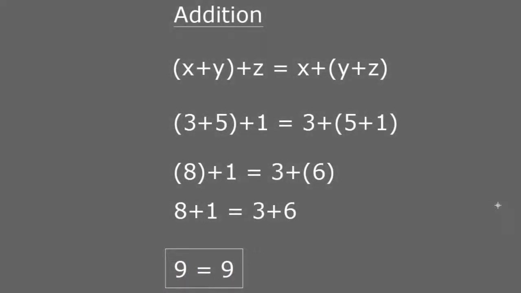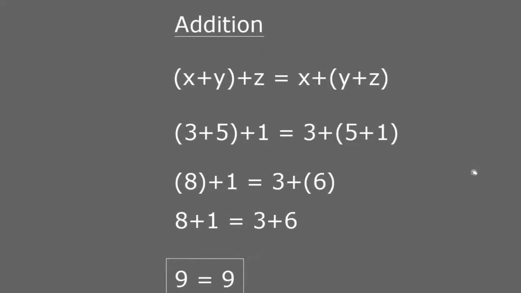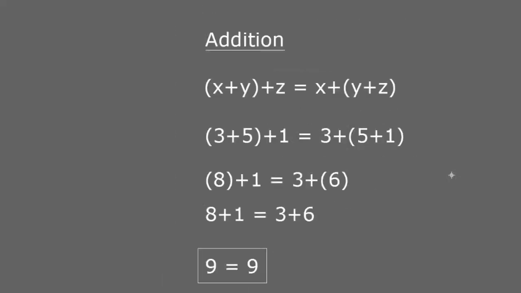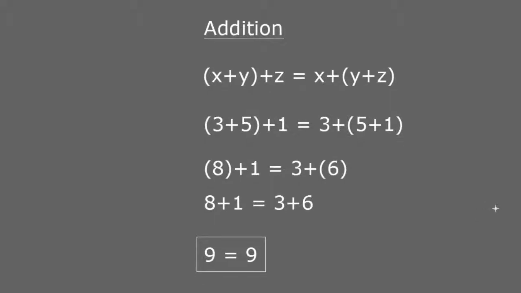As I said before, the associative property is true for addition. Let's see this little example with numbers. I have x plus y plus c. X equals 3, y equals 5, and c equals 1. Now on this side, I'm going to first add 3 plus 5, and then later add the 1. On this side, I'm going to first add 5 plus 1, and later I'm going to add the number 3.